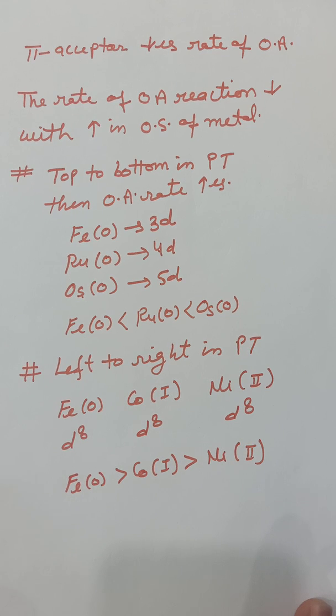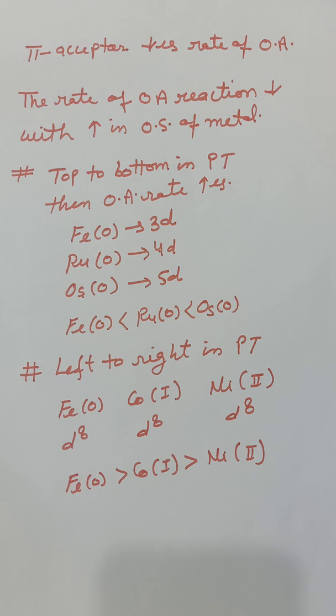And this trend is again related to the size of the metal. We know that when we move from left to right in the periodic table, the size of metals or atoms decreases. Now, when the size decreases, the force of attraction between the nucleus and the outermost electron increases, and the more the force of attraction, the more difficult is the donation of the electron, and hence the lesser is the rate of oxidative addition reaction. So these are the few points that you must remember while you study or practice oxidative addition reactions.